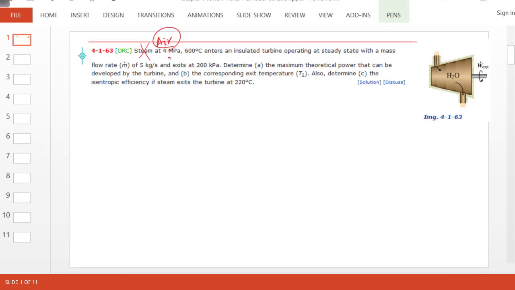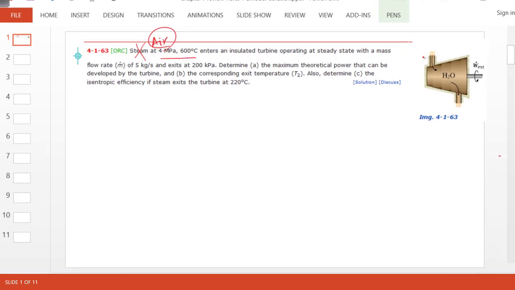Air enters the turbine. The inlet conditions are given. We'll call it, say, state 1. And the mass flow rate is given. An exit pressure is given. So at state 2, which will be our ideal exit state, and state 3 will be an actual exit state, the pressure, of course, will be 200 kPa, whether the turbine is ideal or an actual turbine. Okay, so let's begin.